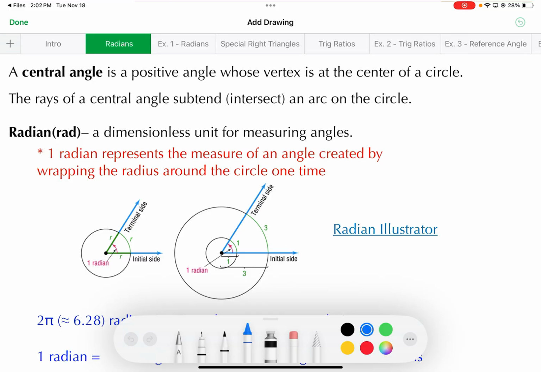And this leads us to the concept of a radian, right? There's 2 different ways you can measure angles. You can do it with degrees and radians. Technically, you can do it with revolutions as well for big angles also, I guess. So what is a radian? A dimensionless unit for measuring angles, all right? So if I say an angle is a measure of 1 radian, here's what that means. 1 radian represents the measure of the angle created by wrapping the radius of the circle around it 1 time.